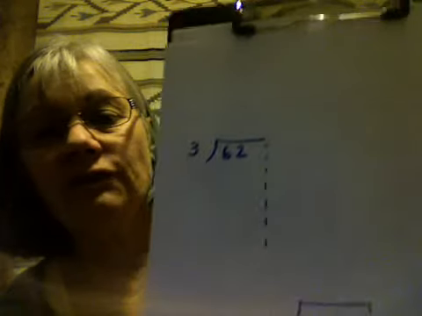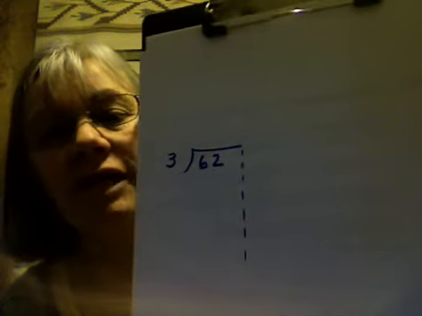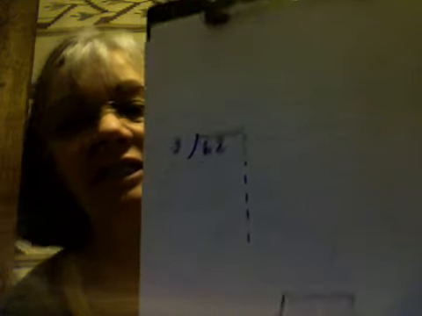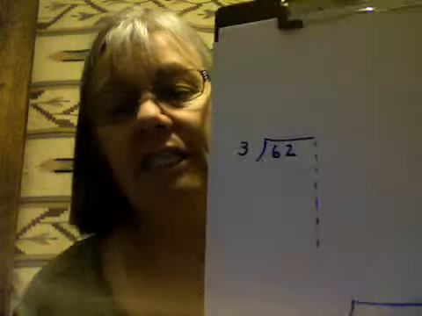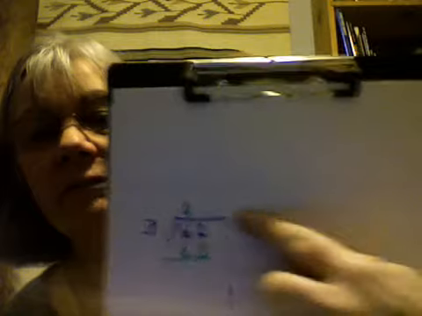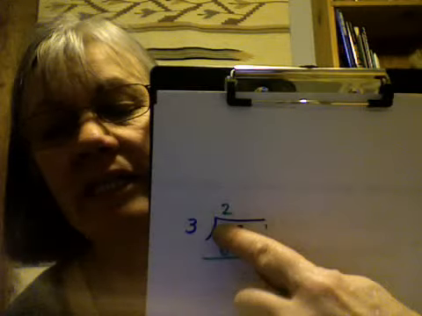Let's go on to another division problem. Let's do 62 divided by 3. How many 3s are in 62? We start with the 60, and we know that there are 20 groups of 3 in 60. I know it's 20 because I've put the 2 above the tens place, and we're not finished yet.